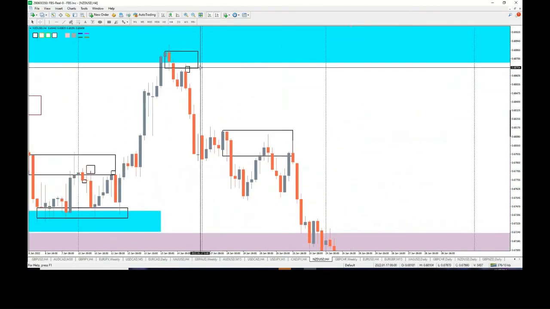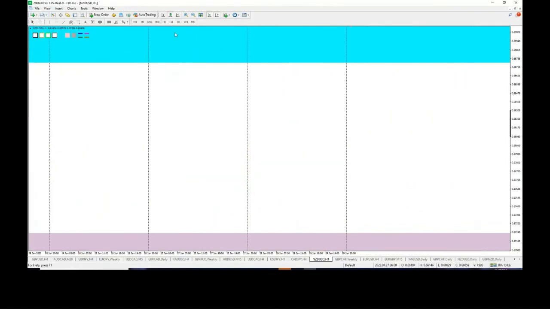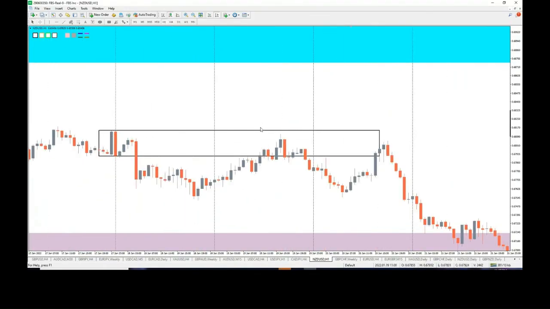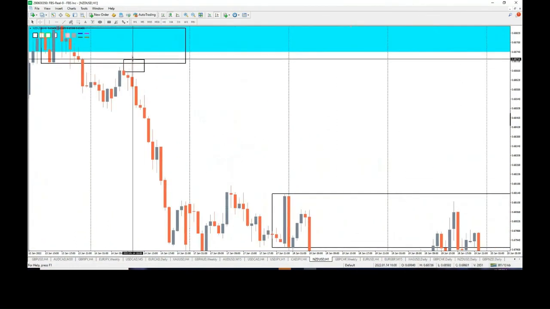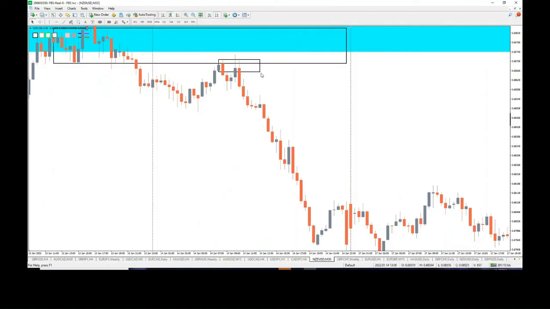This H4 zone is 21 pips. I'll take that all day long. So we want the full margin. The H4 zone, we wait for H1 or M30, right here. And this is an engulfing.